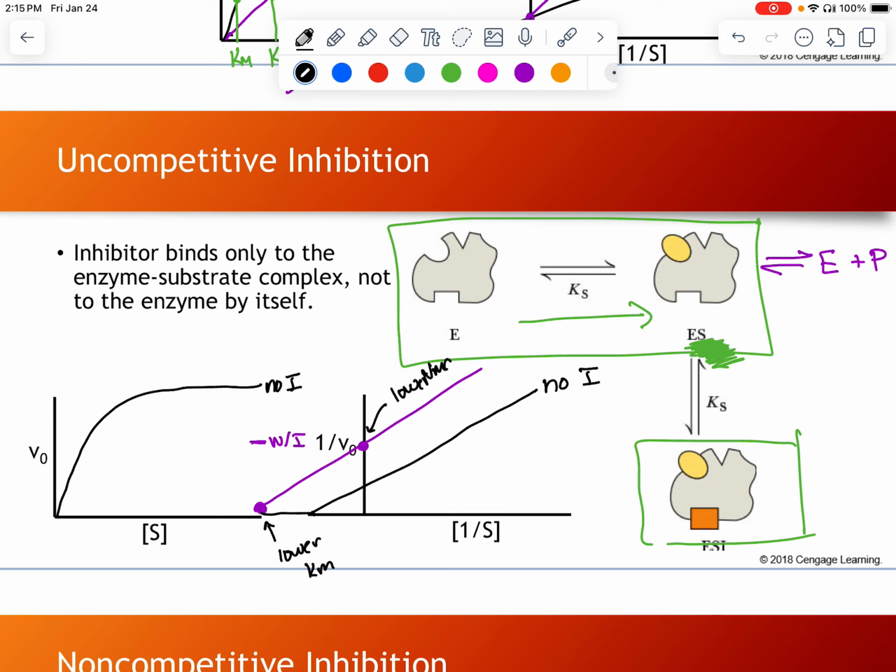Lower Vmax. All right, let's come back over to the left now and look at it on this plot because it's a little harder to see here, but let's mark Km, the substrate concentration at half max velocity. So here is Km for my non-inhibitor.